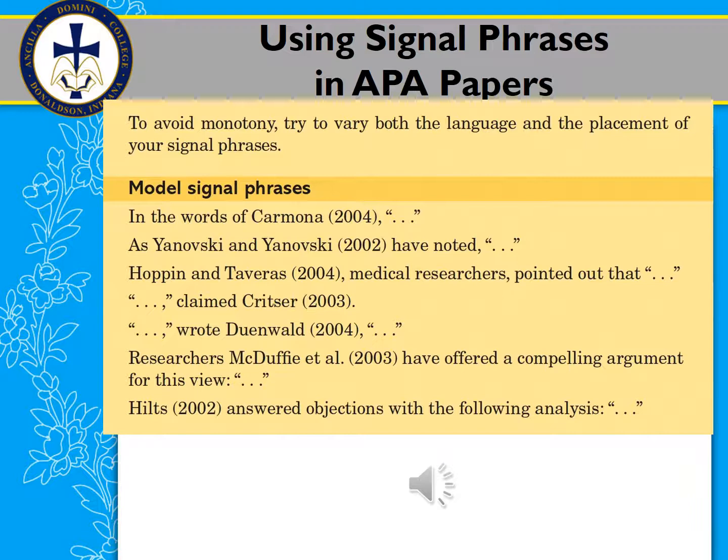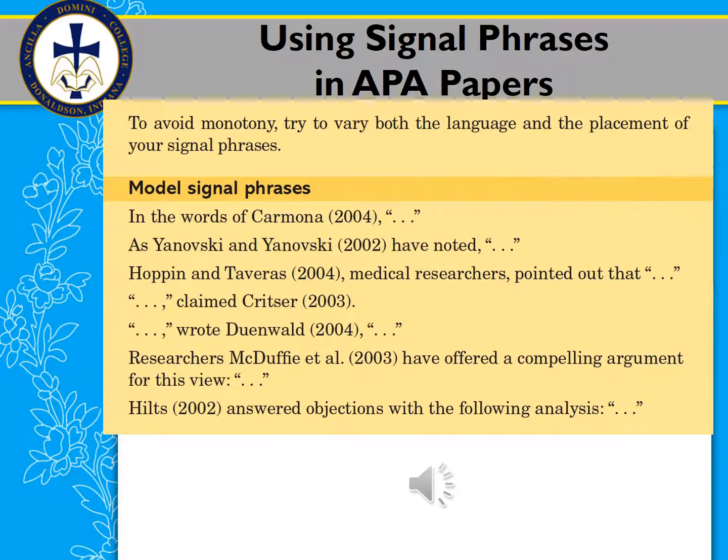Here are some examples of how to use signal phrases in APA papers. And they encourage us to vary both the language and the placement of our signal phrases so it doesn't all seem very repetitive and monotonous. We can see some signal phrases there modeled for us: in the words of Carmona, and as Yanofsky and Yanofsky have noted, happening to various medical researchers pointed out that, and you can see down the line.